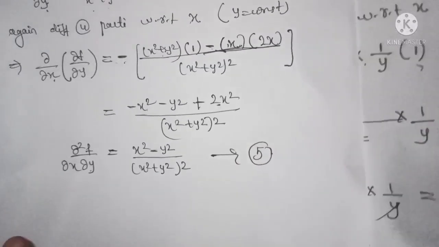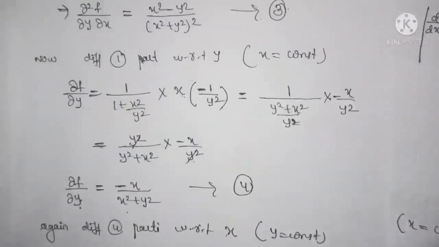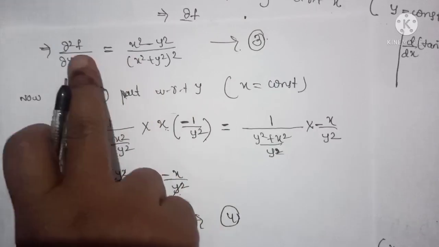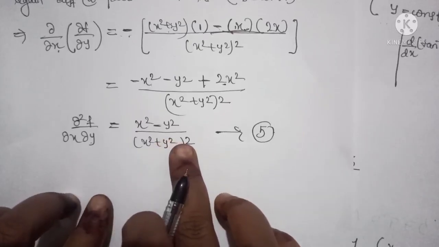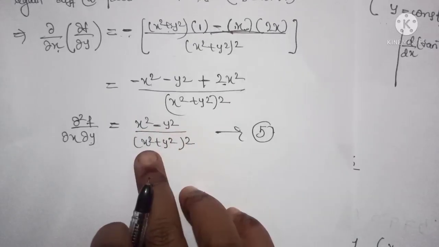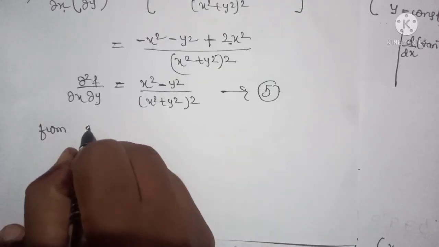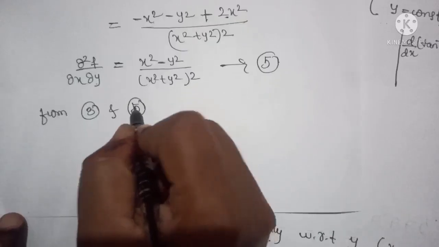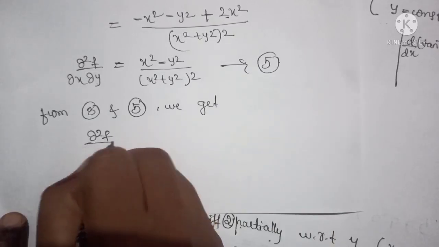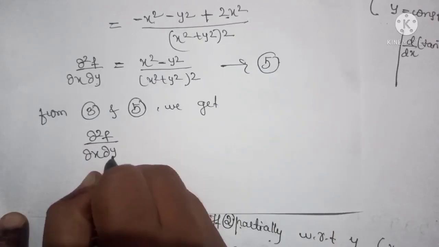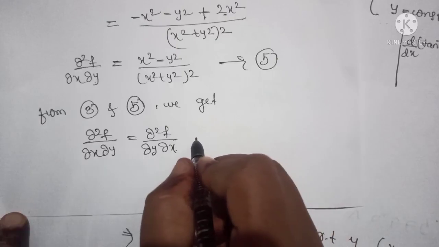Now from equation 3 and equation 5 you can observe that, here this is equation 3. Here also we have x square minus y square divided by x square plus y square whole square. Equation 5 is also the same, that is x square minus y square divided by x square plus y square whole square. So from equation 3 and 5 it is clear that ∂²f/∂x∂y is equal to ∂²f/∂y∂x.